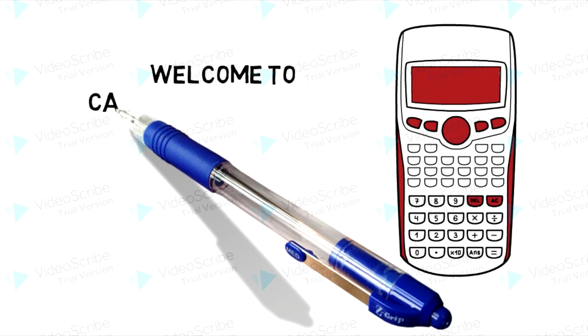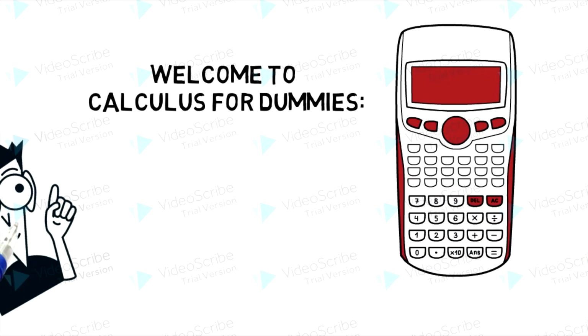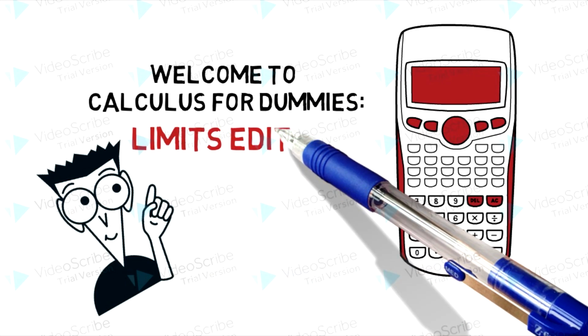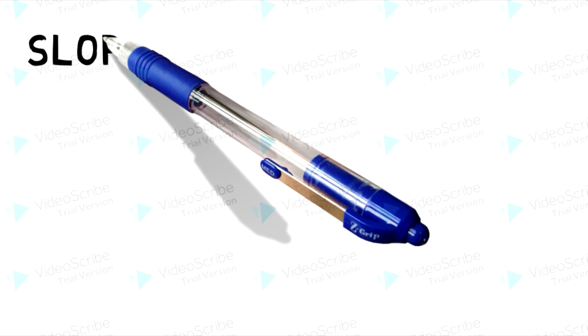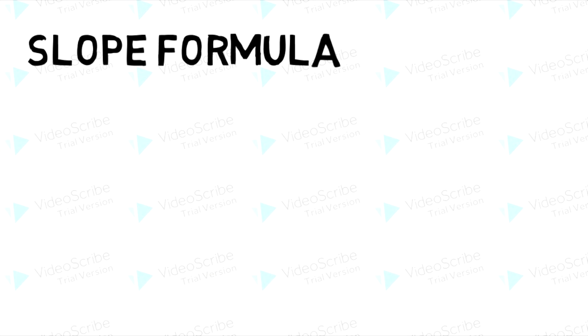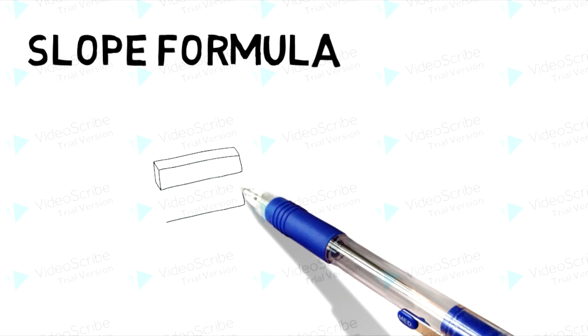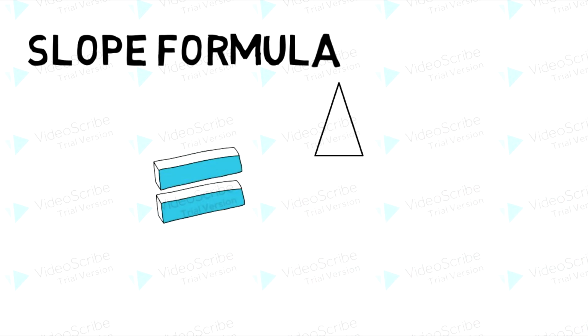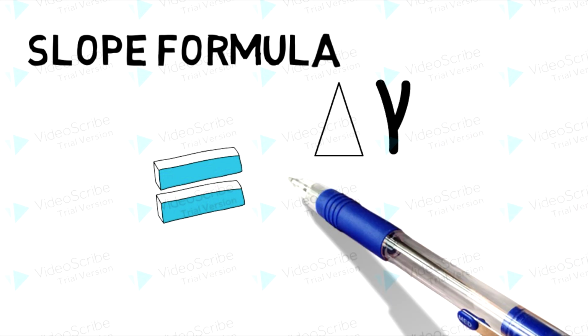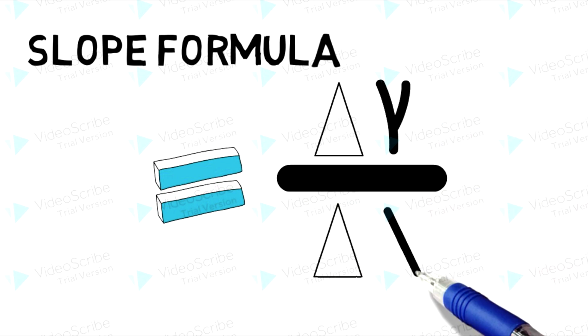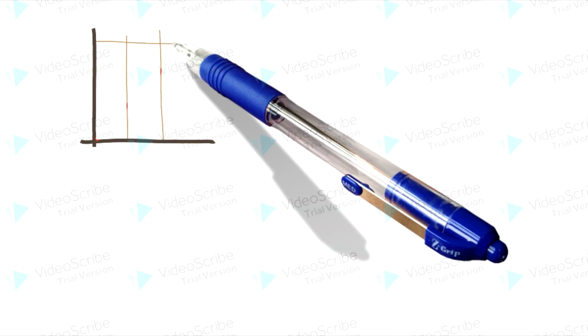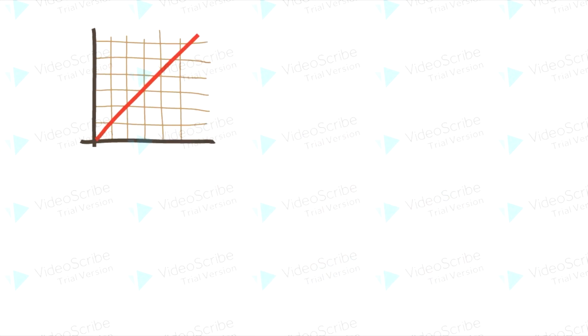Welcome to Calculus for Dummies. And in this episode, we're going to be talking about limits. So way back when we first learned the slope formula of a line, we learned that it was equal to the change of y over the change of x. But that was only true in cases where the function moved at a constant rate.